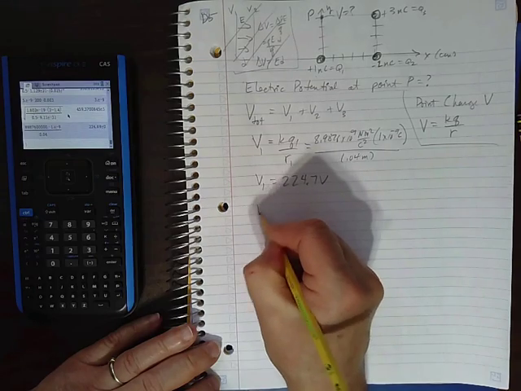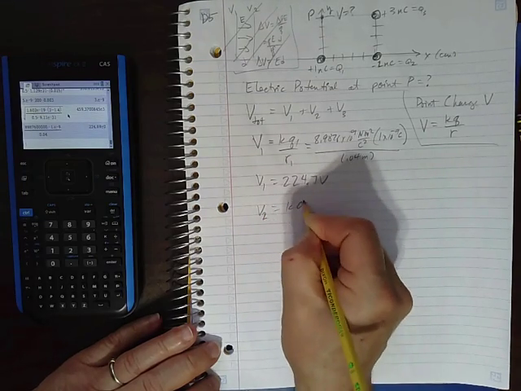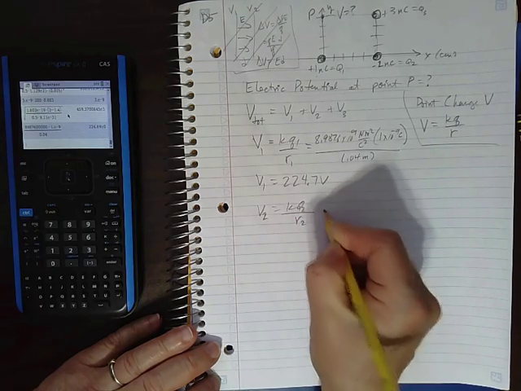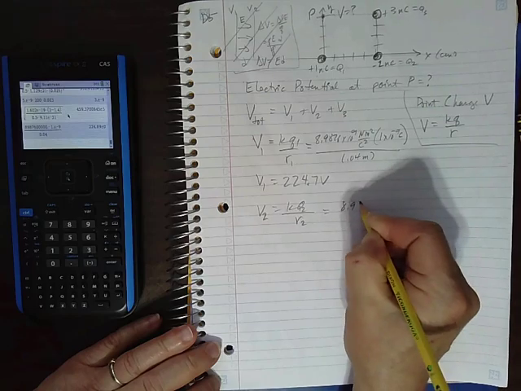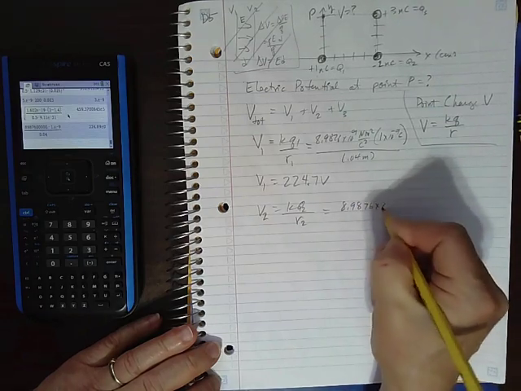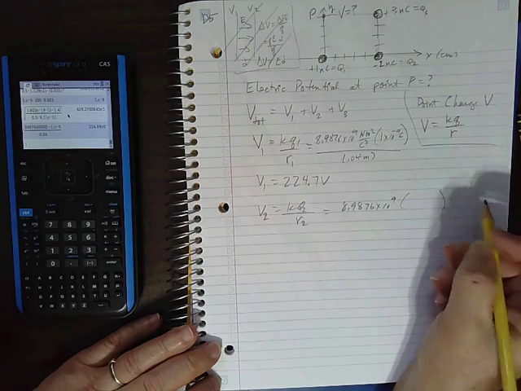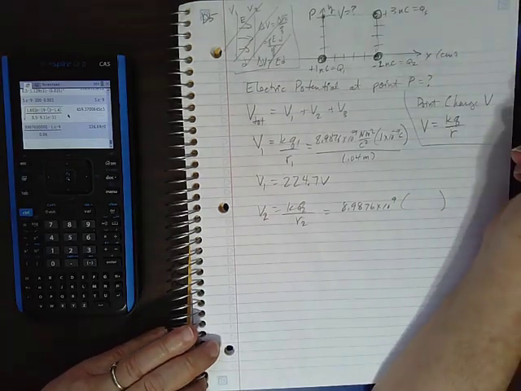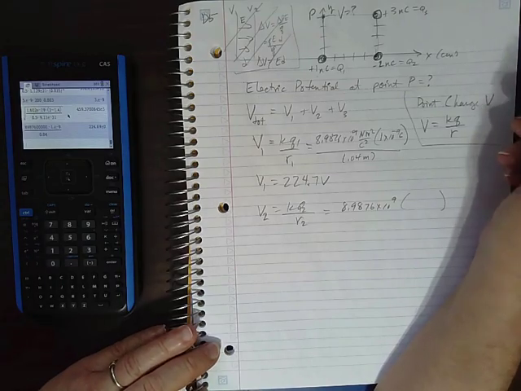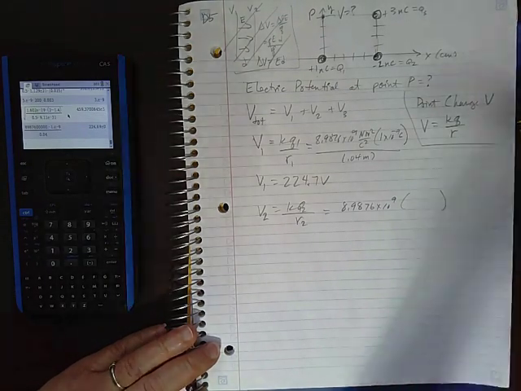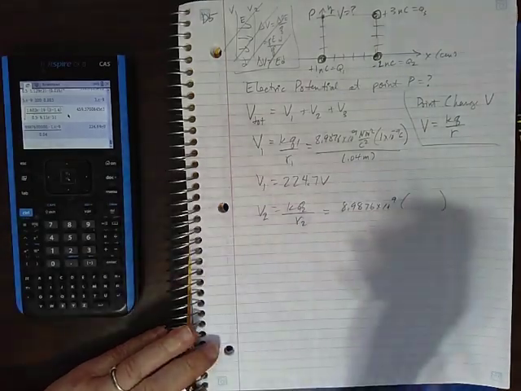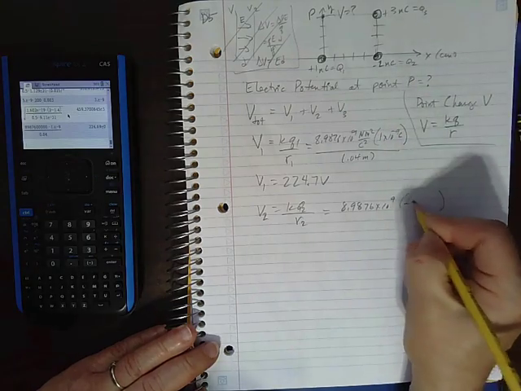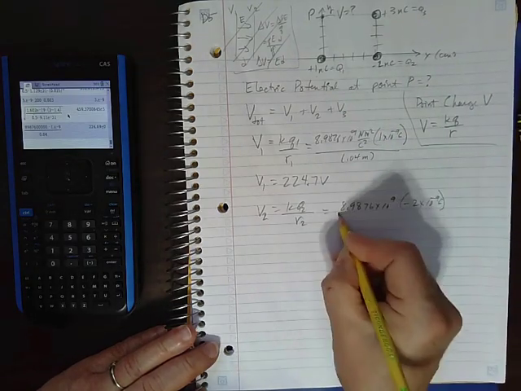V2, same process. V2 is KQ2 over R2. In this case, K is still the same, but when we are doing potential, we do need to keep the sign on our Q's. So it's not a vector, but it does have positive and negative. It can increase energy or decrease energy. Negative charges make different things happen in the field around them than the positive charges do, right? So this is a negative charge, so we need a negative 2 times 10 to the negative 9 coulombs.